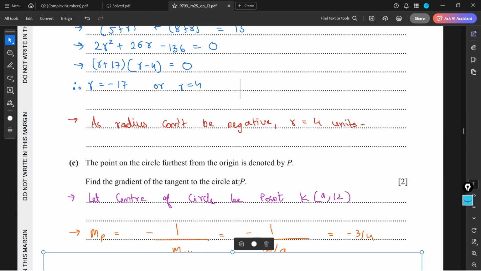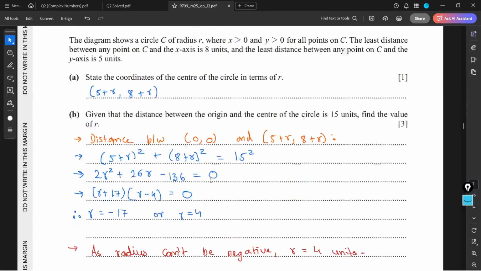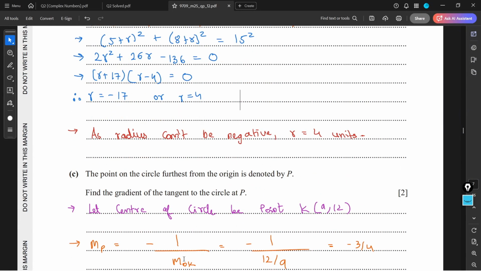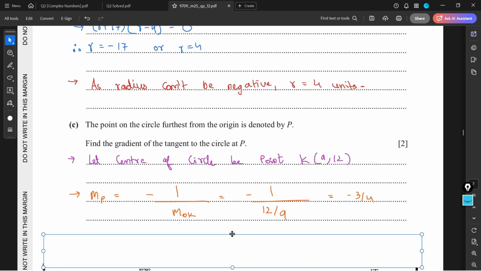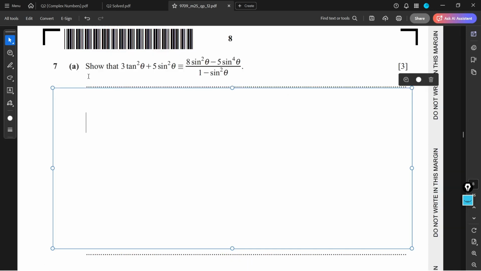After that, what I've done is I've just found out the value of the gradient of the line OK. What is OK? Origin till the center. And because I know that the coordinates are (9, 12) and (0, 0), finding the gradient would be straightforward, 12 by 9. And then the gradient of the line at the point P will simply be the negative reciprocal of that. And that is why I've done negative 1 over 12 by 9, which is equal to minus 3 by 4. And that is how you can say that the final answer for part C is going to become minus 3 by 4. And now let's move on to the seventh question.